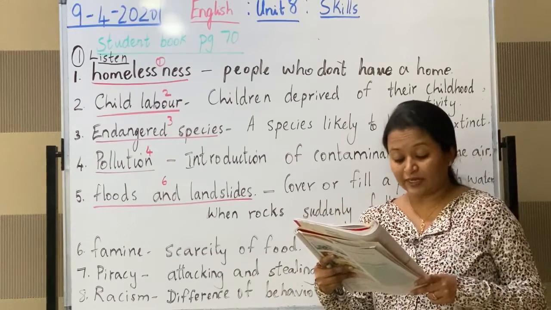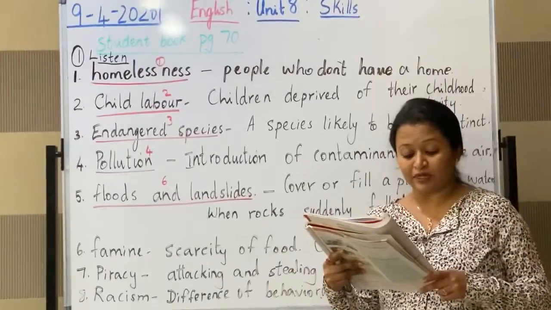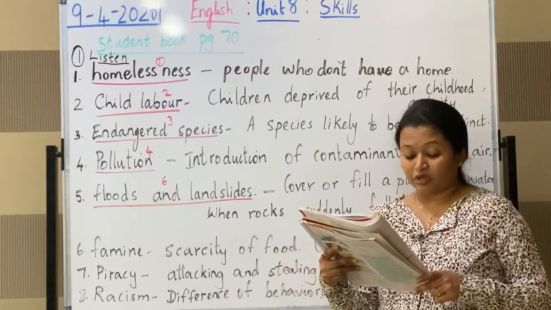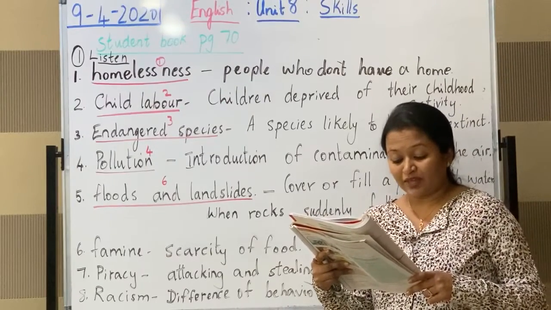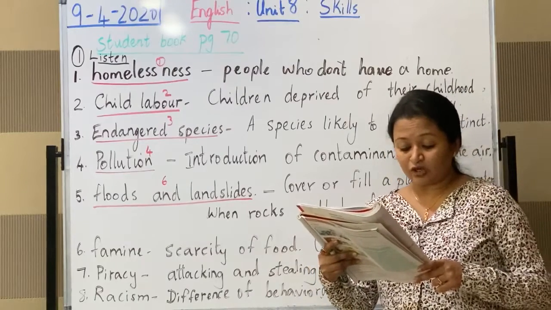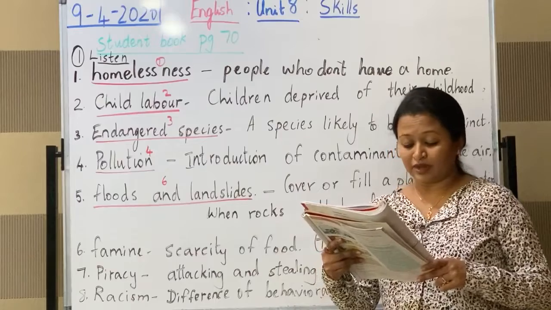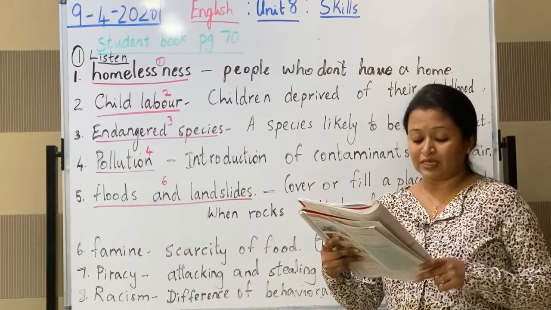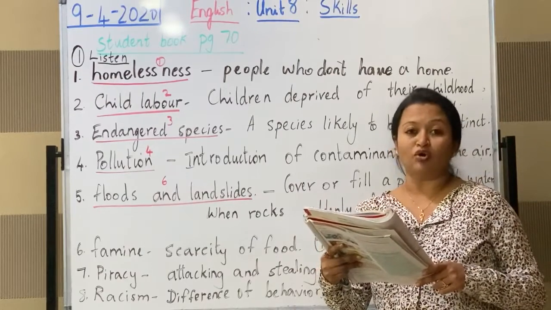Nobody knows exactly how many homeless people there are in Britain, but we know that many of them are teenagers who have left their home after a family argument or because their parents have divorced. They sleep in parks or on street.